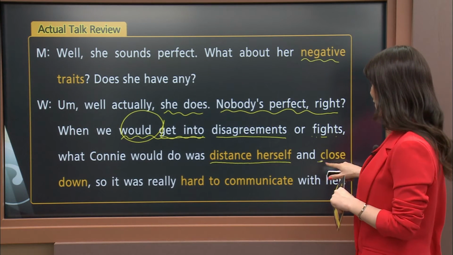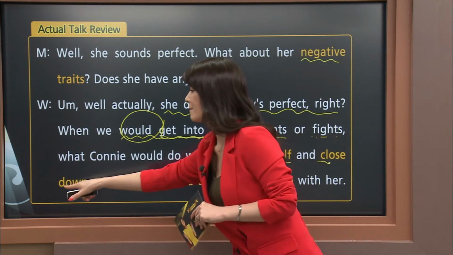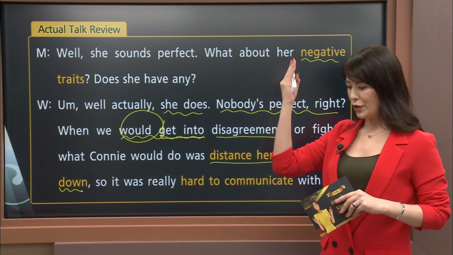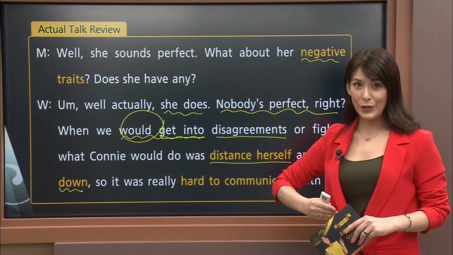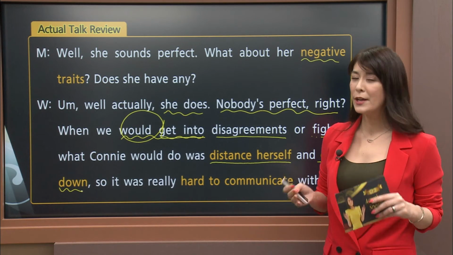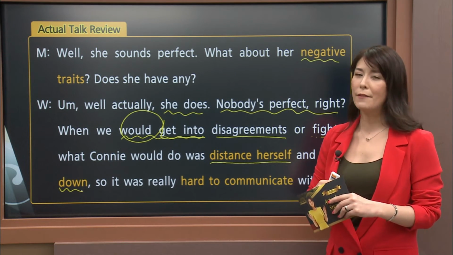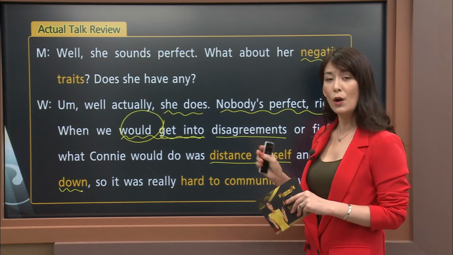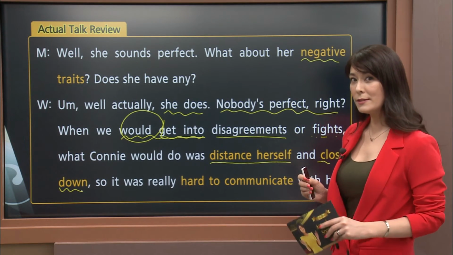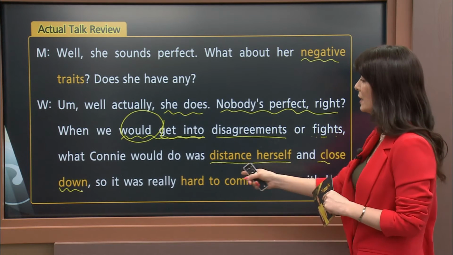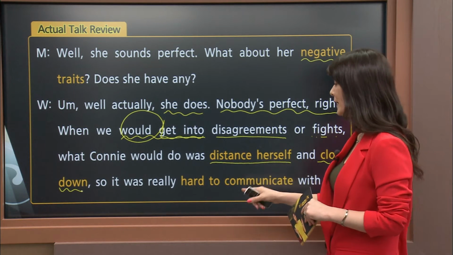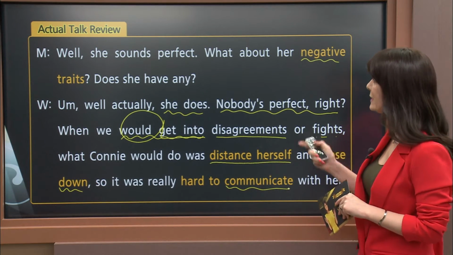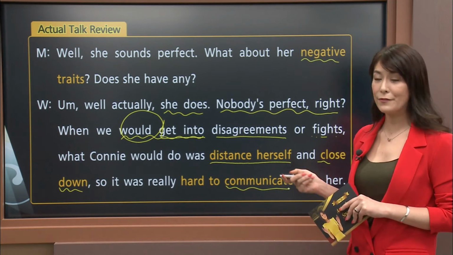And then also, to close down means what? Kind of to shut away or shut off. You're building a wall between you and other people. So in other words, you keep things to yourself. You're not very open to others, okay? So that was what she would do when they got into arguments, disagreements, or fights. So Rachel says it was really, really hard to communicate with her. She's talking about her experience and, of course, her friend's negative traits.